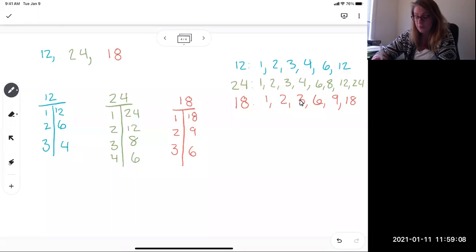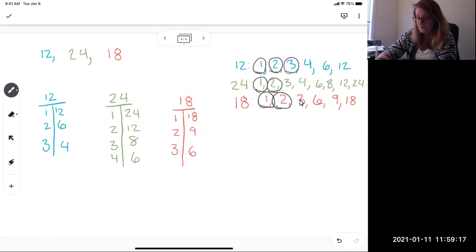So they all 3 have 1 as a factor. They all 3 have 2 as a factor. All 3 of them have 3 as a factor. Now 2, 12, and 24 have 4, but 18 does not. So 4 is not a common factor for all 3. All 3 of them have 6 as a factor.